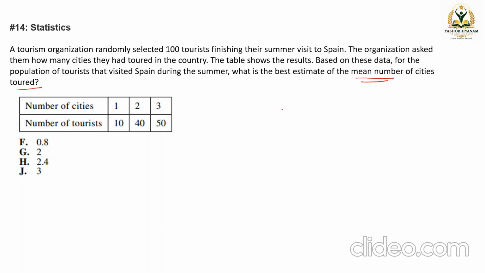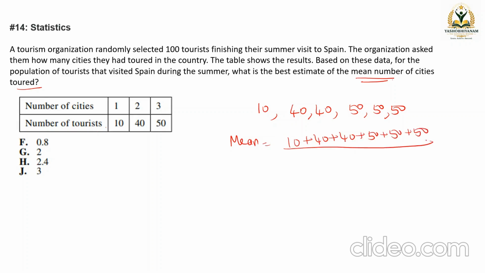So the question is asking about the mean. When you have the number of cities and the number of tourists, what do you do? One city has got 10 tourists, two cities have got 40 tourists, so 40, 40. Then three cities have got 50 tourists, so you have 50, 50, 50. So the mean would be equal to the sum of observations, 10 plus 40 plus 40 plus 50 plus 50 plus 50, divided by the number of observations, the number of tourists here. There are 100 tourists here.